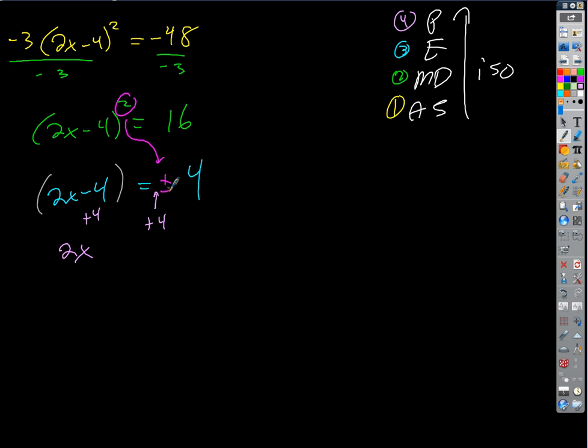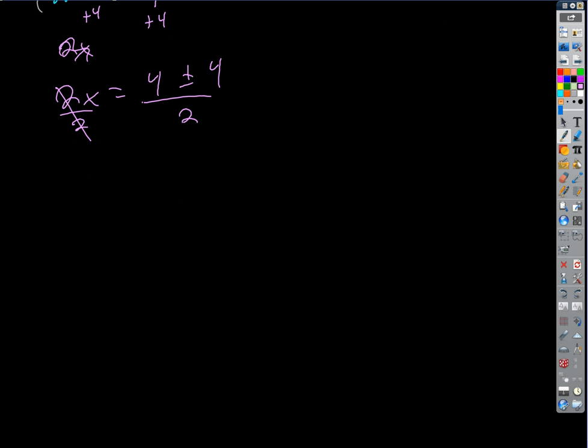Then we end up with 2x, because that's gone, equals 4 plus or minus 4, right? Last step you told me was divide by 2, right? So if we divide each side by 2, then we end up with x equals 4 plus or minus 4 over 2. Okay, this is a good way to do it, because now look what happens.